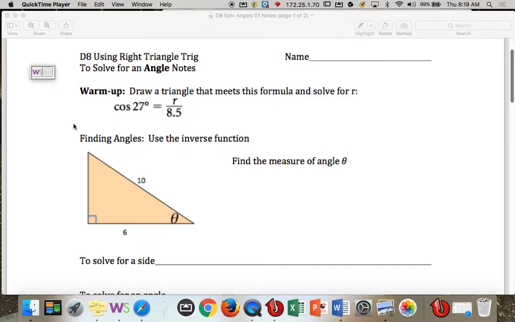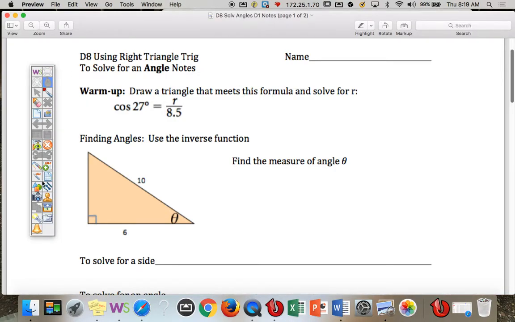Today we're going to look at using right triangle trig to solve for angles instead of sides. For the warm-up, draw a triangle that meets this formula and solve for r. So this is a review of solving for sides. So first we're going to start with the right triangle.